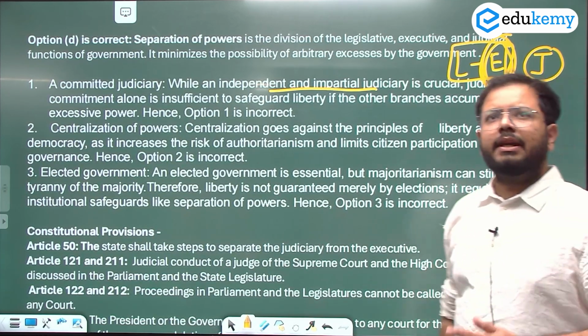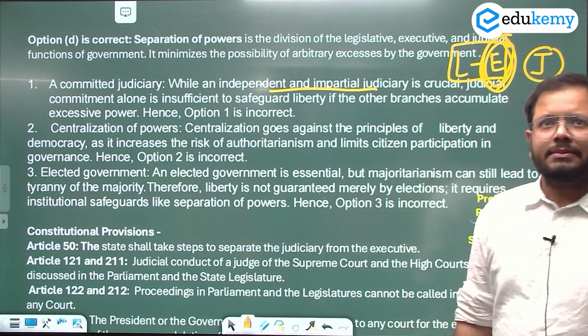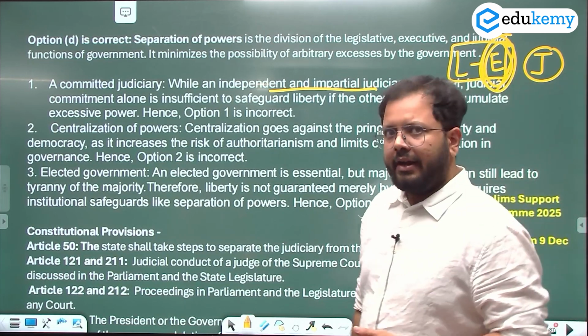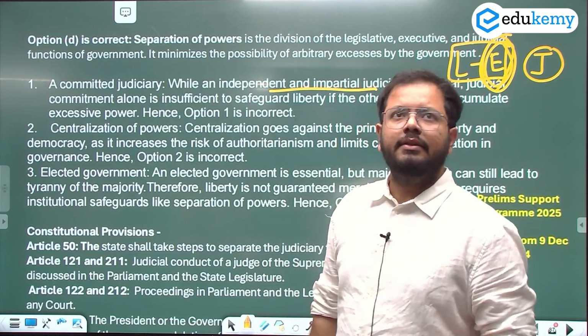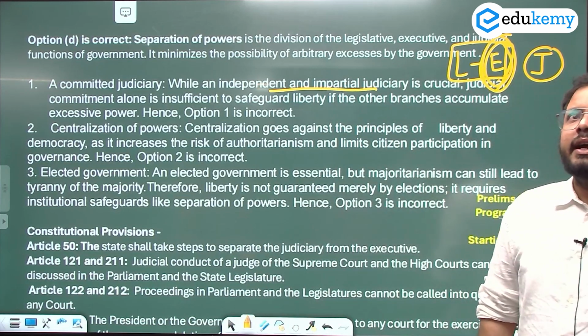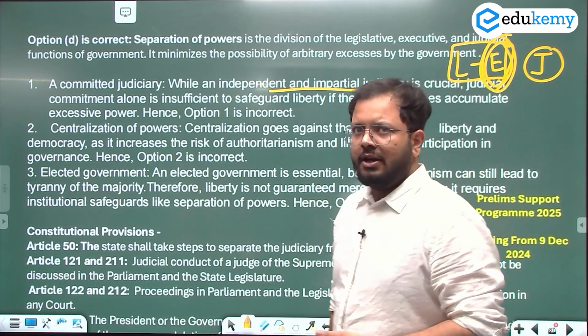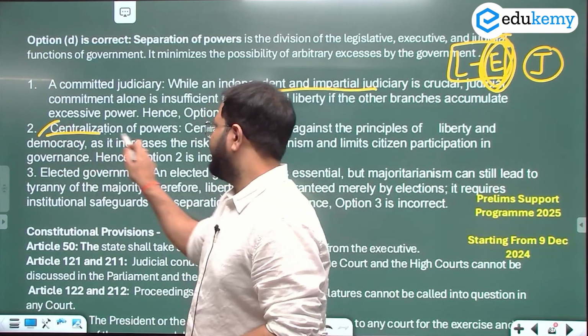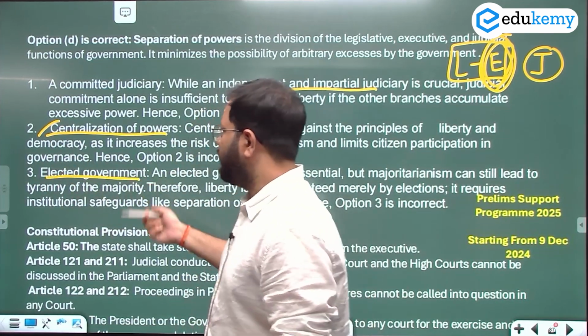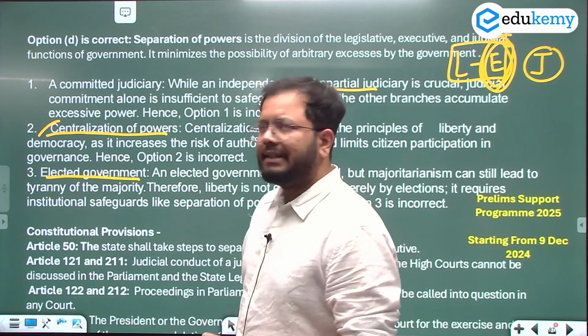Now it will hamper liberty of a person, because ordinance में जो भी law बन रहा है, ठीक है, the law may contain some provisions which are hampering your liberty. Fine. So committed judiciary is not sufficient to safeguard your liberty. Fine. Now centralization of power, we know it. Then elected government, we know it, not necessary. Fine. The right answer is separation of power.